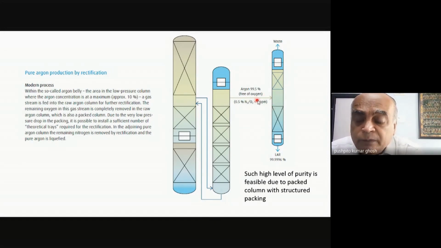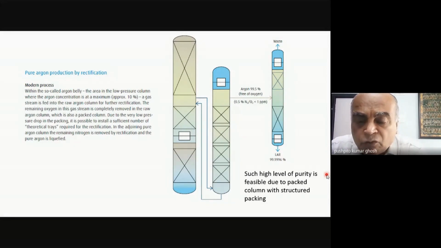Now in this column they do exactly the opposite. What they do is that they recover the argon as a liquid and the nitrogen then comes up as a vapor. You take out the liquid argon from the bottom and look at the purity that it's able to achieve. It's 99.999% purity. So this is the way in which this argon is recovered.